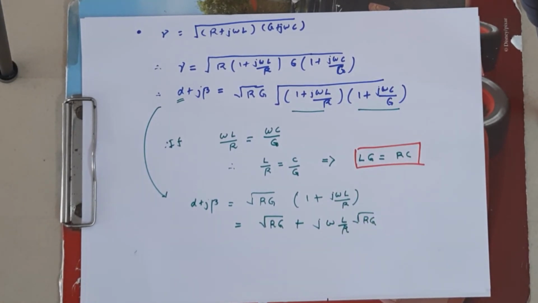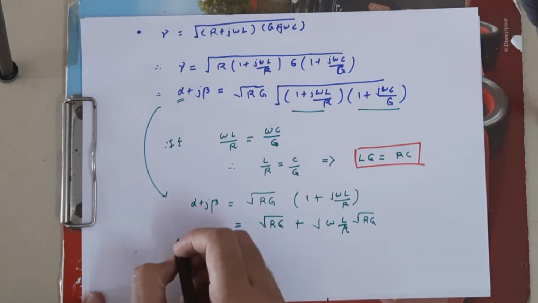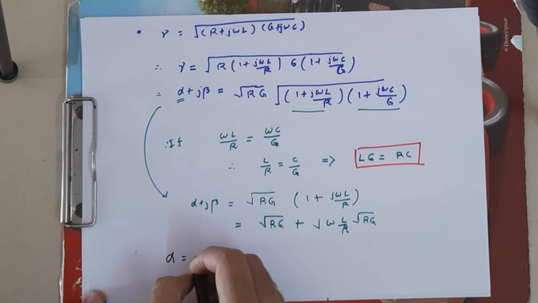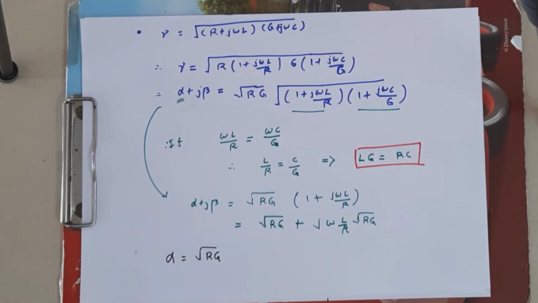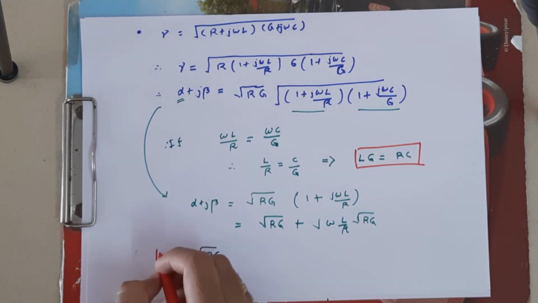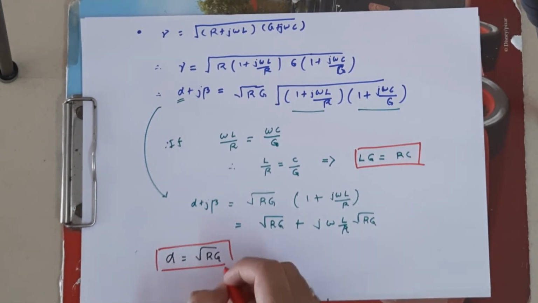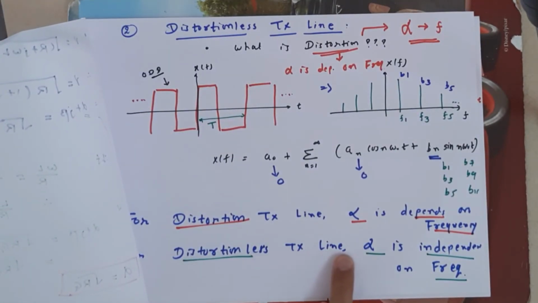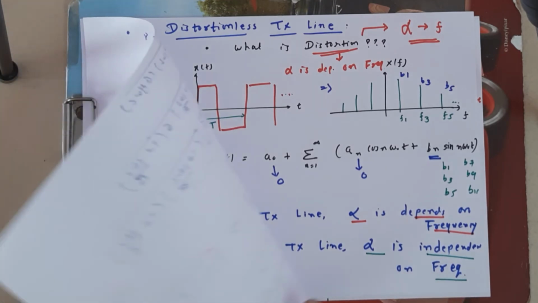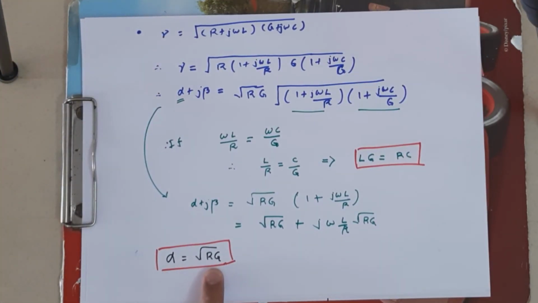Now compare the real part and imaginary part. If you compare the real part and imaginary part, alpha is equal to the square root of RG. Alpha is the attenuation constant, so you can see that the alpha value is independent of frequency, which is what we want. For the distortionless transmission line, alpha should be independent of the frequency. So here the value of alpha is the square root of RG, which is independent of frequency.